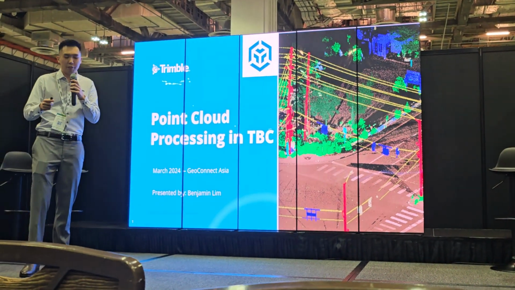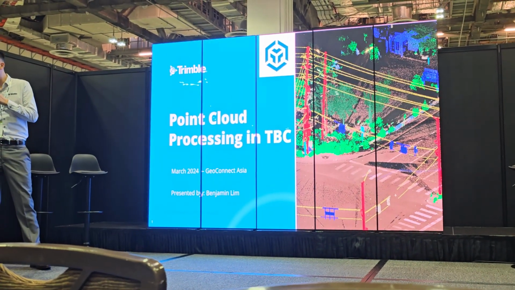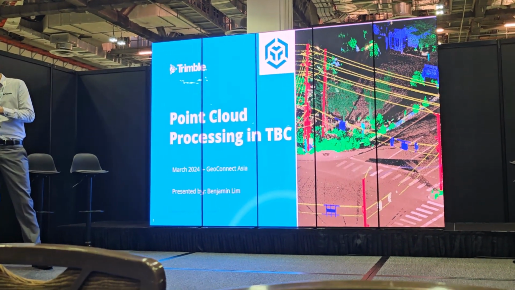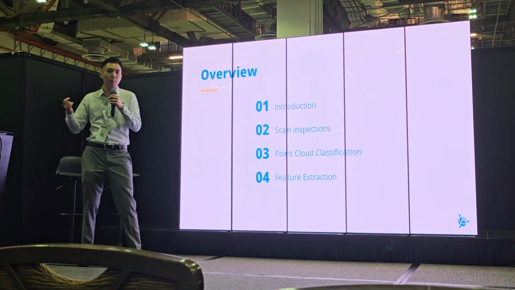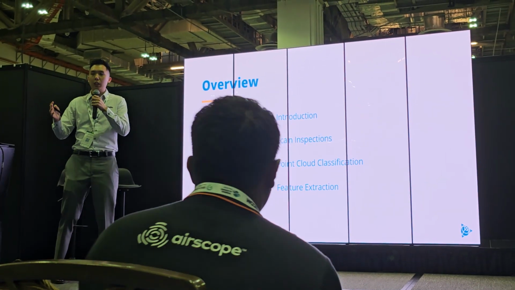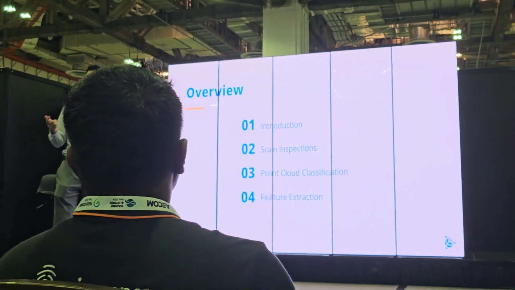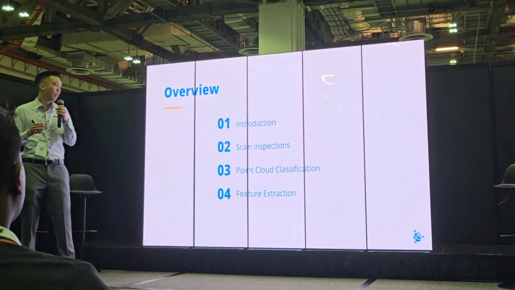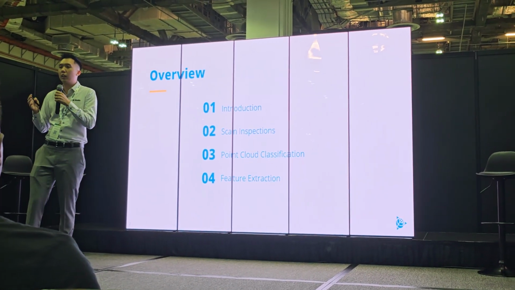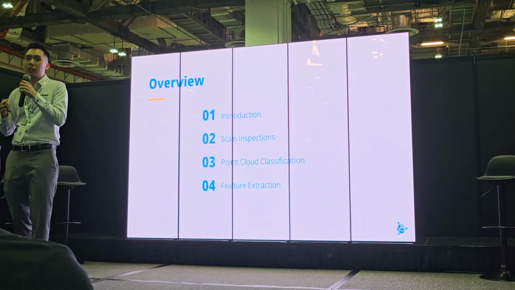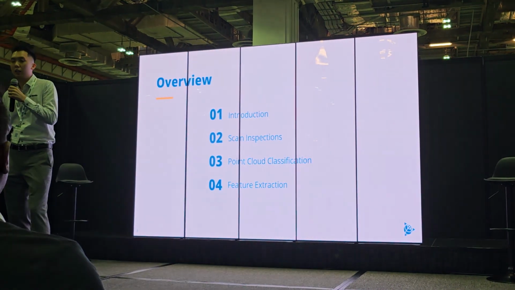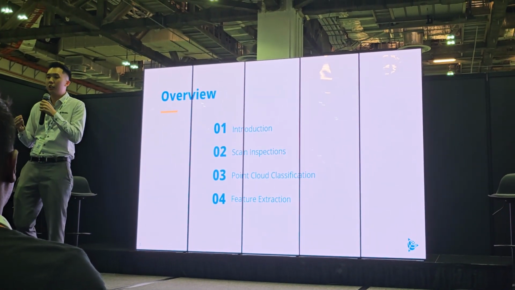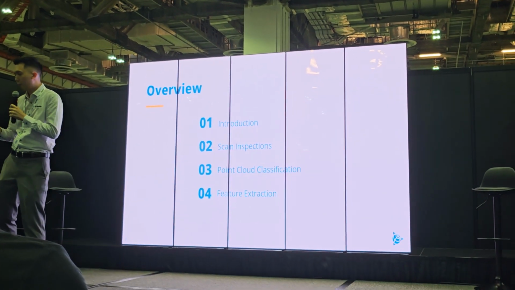Now the key things that I'll be talking about. First of all, will be an introduction to TBC, and then we'll be looking at scan inspections. Okay, this is the kind of inspection that we can do back in the office. And point cloud classification, we have done a lot of development for point cloud classification in the recent months to develop the AI classification of point cloud. Okay? And lastly, will be some of the feature extraction functionality that we have in TBC.